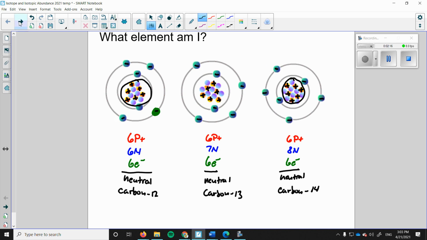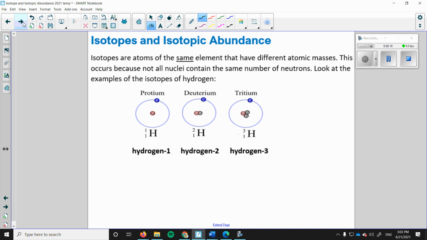Let's look at another example here. Here we've got hydrogen, and this is from your notes. You have hydrogen 1, hydrogen 2, hydrogen 3, and what is the same here? You have the same number of protons. The protons determine who you are. So if you have 1 proton, you're going to be hydrogen. But the number of neutrons varies. Here I've got 0, here I've got 1, here I've got 2 neutrons.